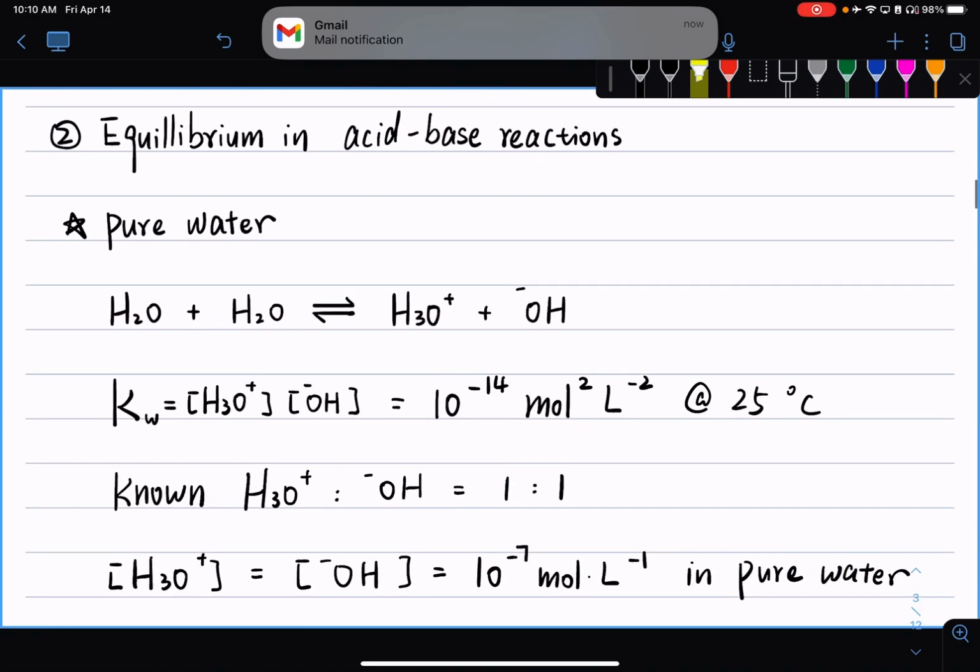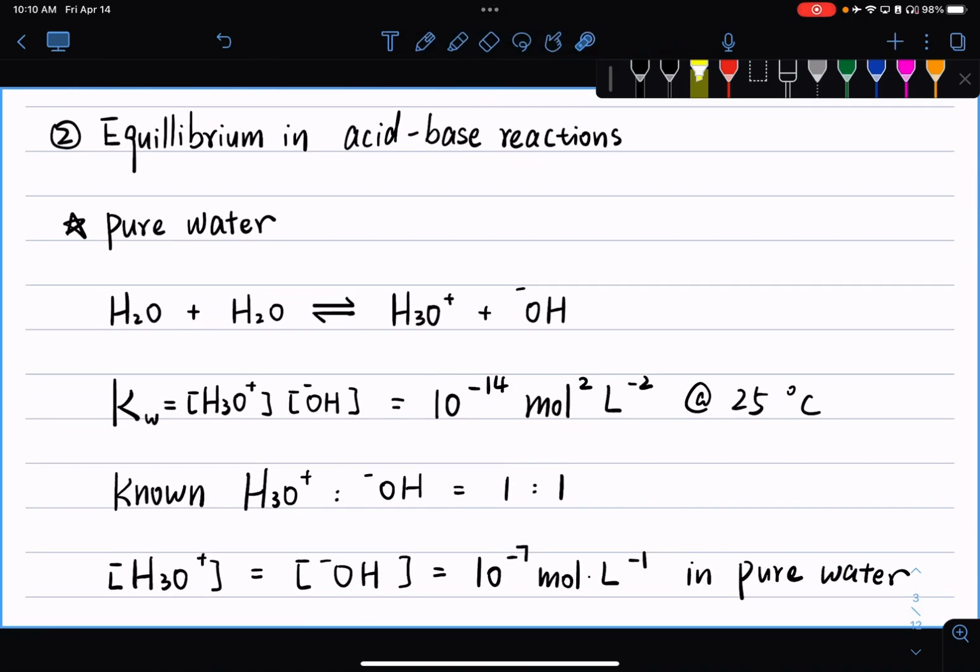Or this should act as a review. To be honest, I'm assuming you learned that in 14A and B, so let's just refresh your memory on pKa and pH concepts here. So these are equilibria in acid-base reactions.